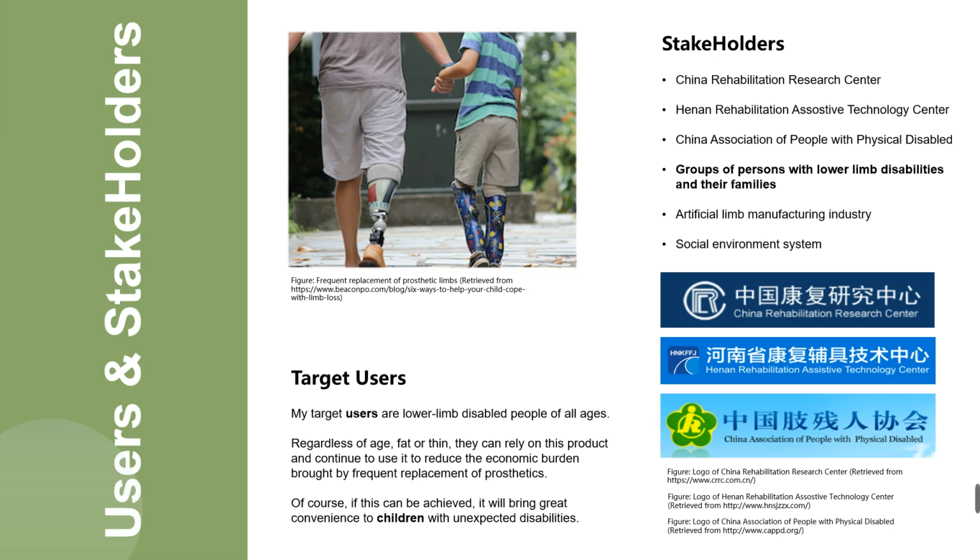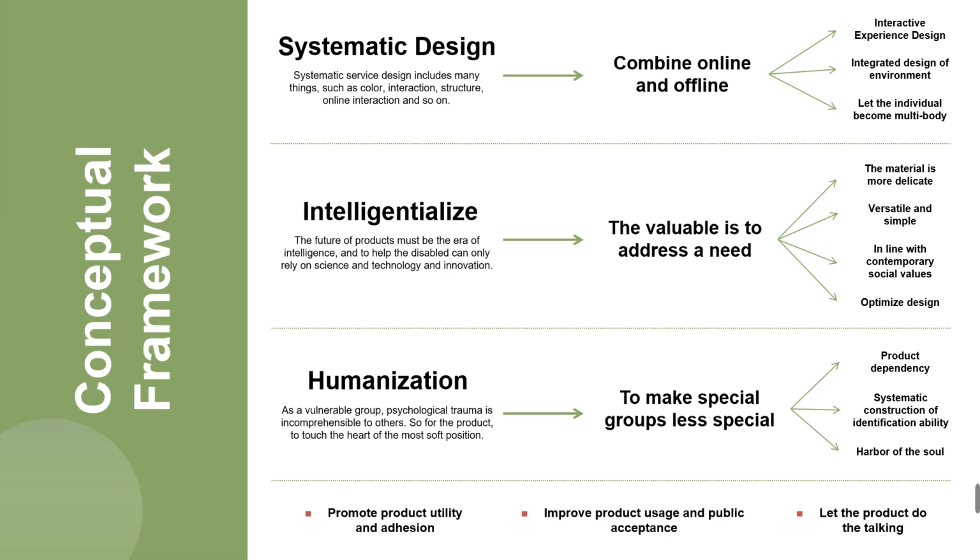There are many stakeholders for this project, but the most important ones are groups of people with lower limb disabilities and their families. I'm going to design through these 3 points: systematic design, intelligent lines, and humanization. I want my design to be able to combine online and offline, and the future of the product must be the era of intelligence, and it can only rely on science and technology and innovation to help the disabled. And for humanization, as a vulnerable group, the psychological trauma of the disabled is incomprehensible to others.